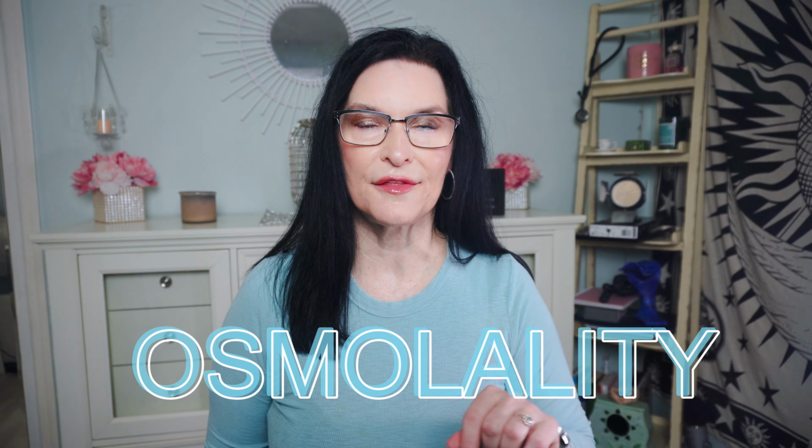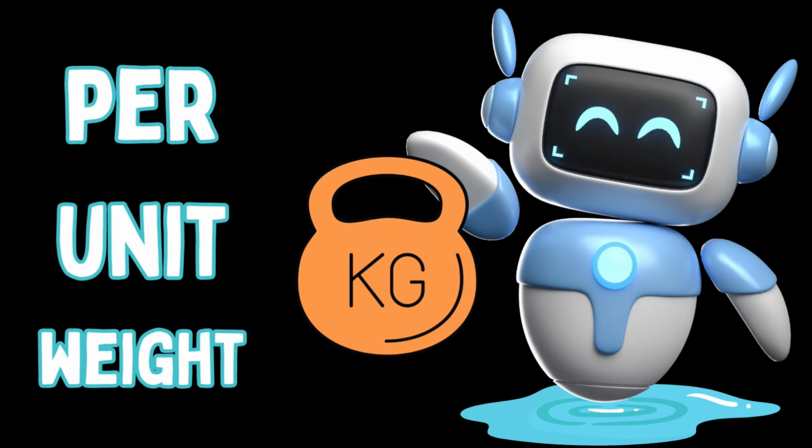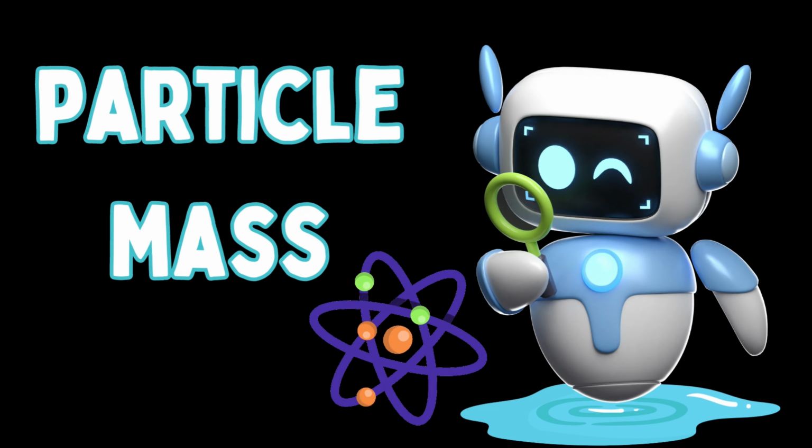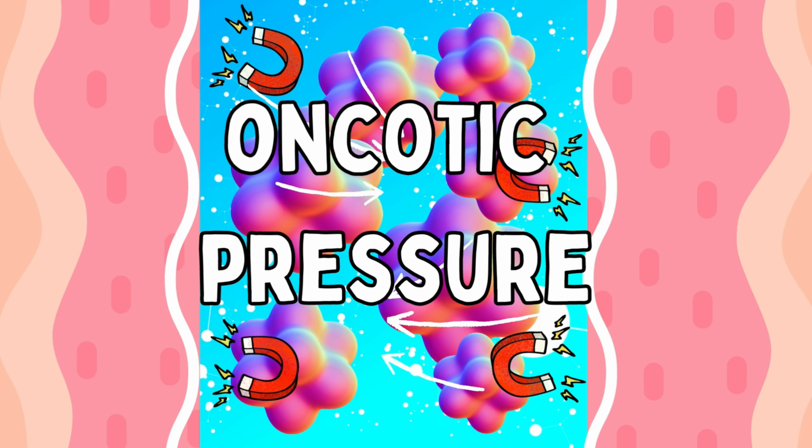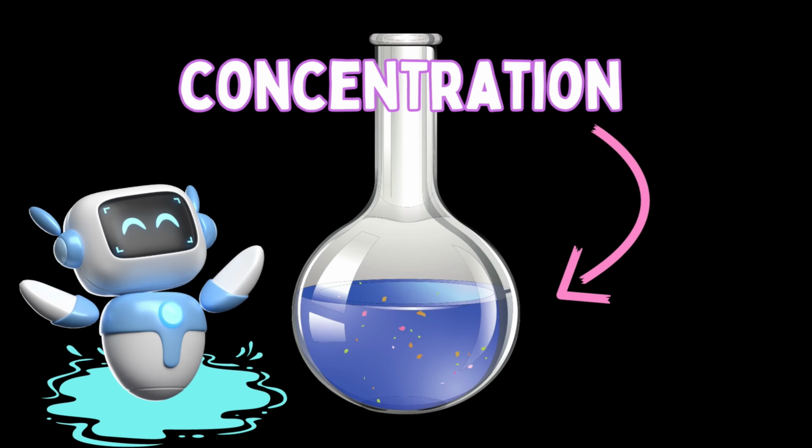And then finally is osmolality with an L. Osmolality, not osmolarity. And this is a measure of the concentration of particles per unit weight, which is usually expressed in kilograms. It considers the mass of the particles in addition to the number of them. Osmolality creates oncotic pressure, and it lends itself to a more accurate assessment of the concentration of a solution. And like osmolarity, osmolality is also measured in osmoles, but per kilogram rather than liter.